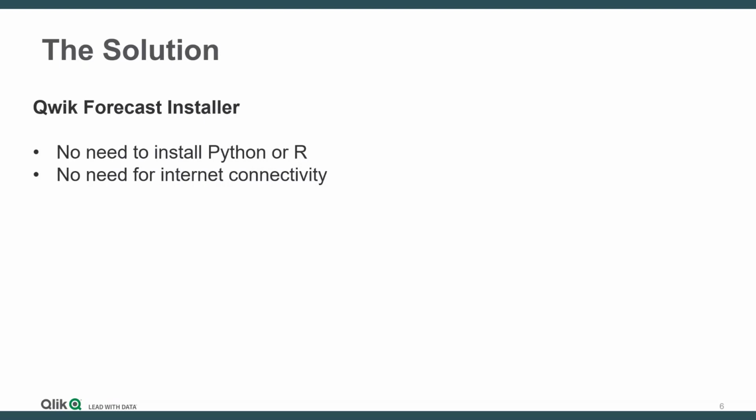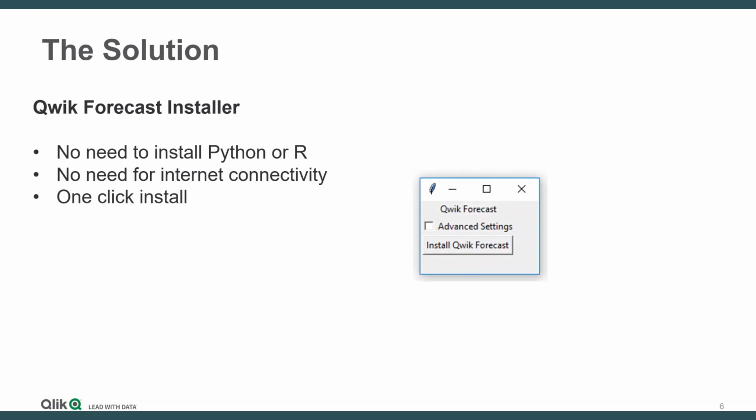You do need internet connectivity to first, of course, download it, but once that download is on a server somewhere, that server doesn't need to have internet connectivity to make this work. It's a one-click install to install everything. So you basically just click one button and everything that you need will be installed. And there's basically no major prerequisites other than running on Windows at the moment.